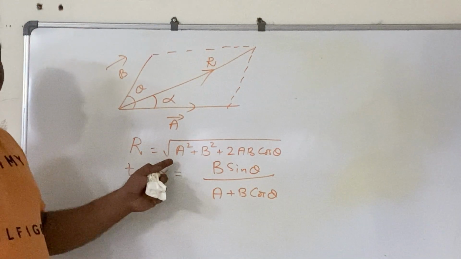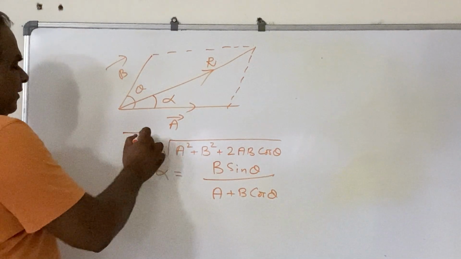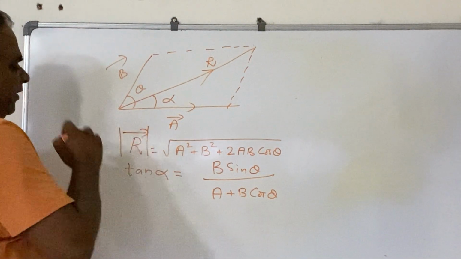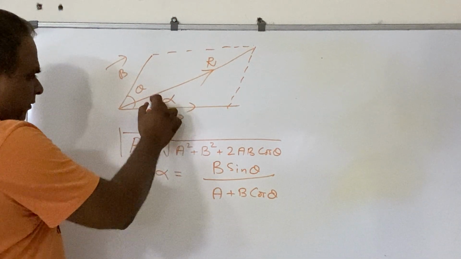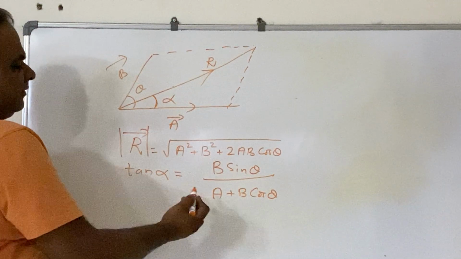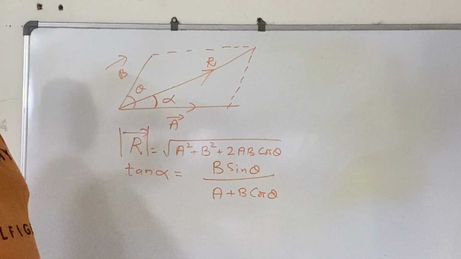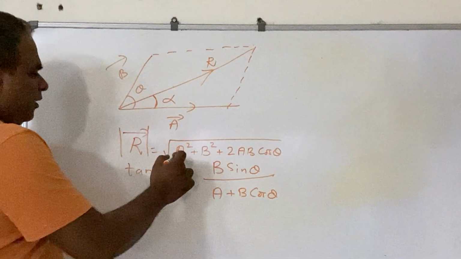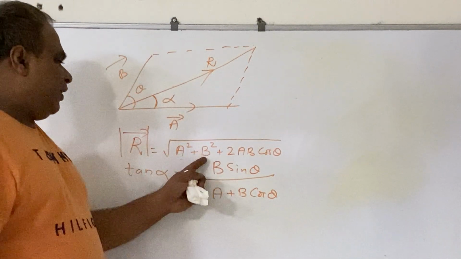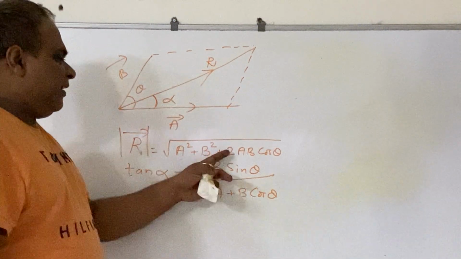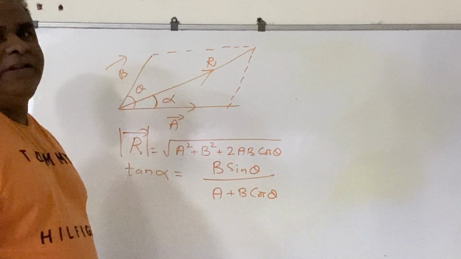Very important formulas. The symbol R is equal to the resultant vector. This is the magnitude of the resultant vector. If you want to get the direction, this angle will help you. This much angle it is making with vector A, that is tan alpha. A square means magnitude of vector A, B square means magnitude of vector B, 2AB cos theta, where theta is the angle between the vectors.